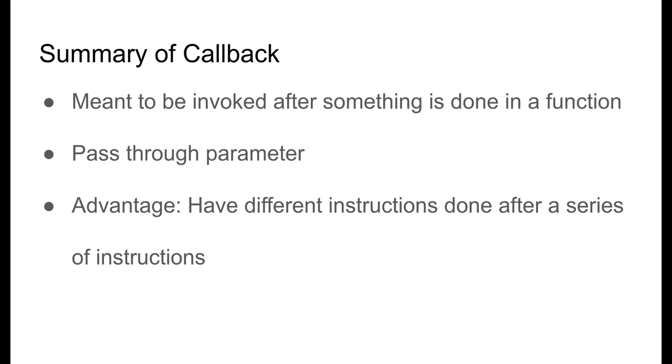Okay, so summary of a callback function. Callback function is meant to be invoked after something is done in a function. It is going to be passed through the parameter. We just saw 3 examples. And an advantage of a callback is that you can have different instructions after a series of instructions, like we saw for our do something at supermarket, where you have a set of the same instructions like go to the supermarket and find the price, but after that, you can pass in any instruction you want, for do something at supermarket to invoke.